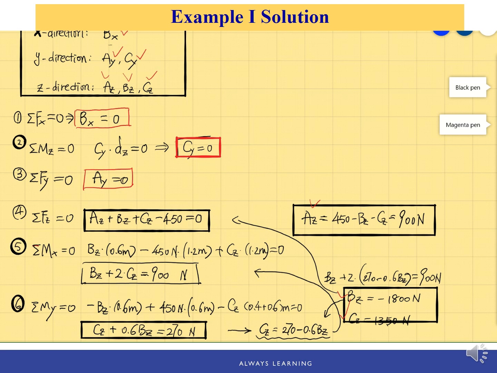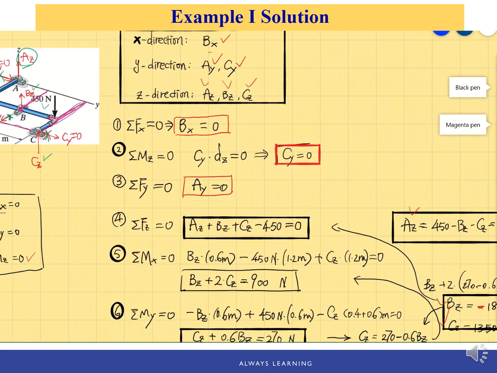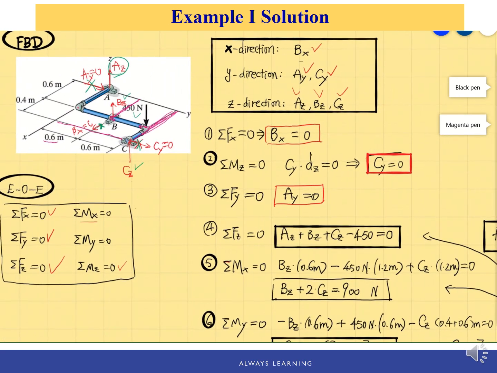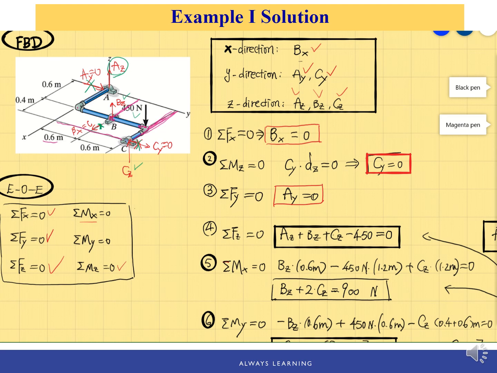And again, the negative sign only means the actual force is acting in the opposite direction of the assumption. So we assumed BZ is pointing to the positive z direction, but in reality, the bearing should push the pipe down. So the force should be pointing downwards instead of upward. So negative upward means positive downwards.